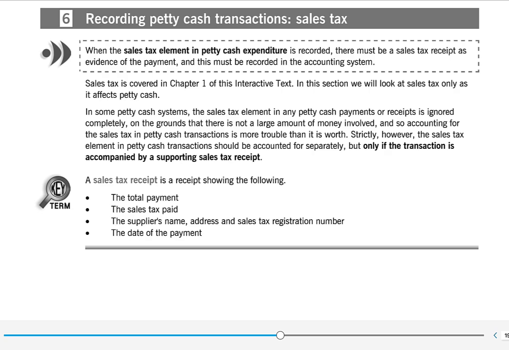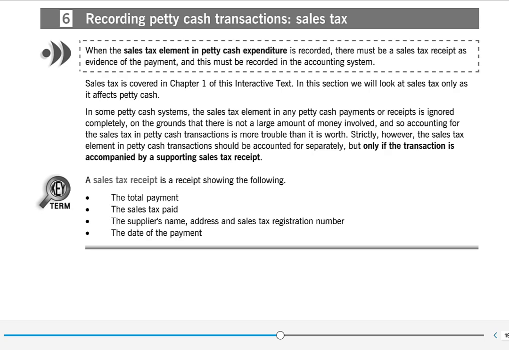What happens if the receipt does not show sales tax properly? This is where many students get confused, so I want you to remember this simple rule. If the receipt does not qualify as a sales tax receipt, then we do not record any sales tax separately. We record the entire payment as the expense amount. Why do we do that? Because without proper evidence, we cannot support a sales tax claim. So it is safer and more correct to treat it all as expense.